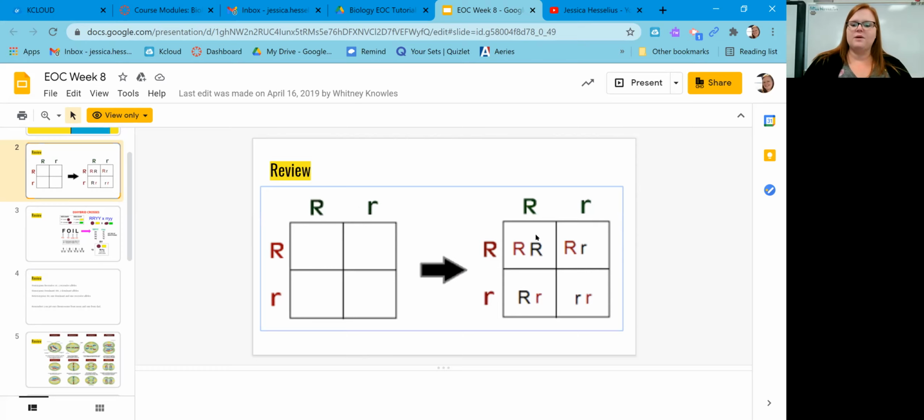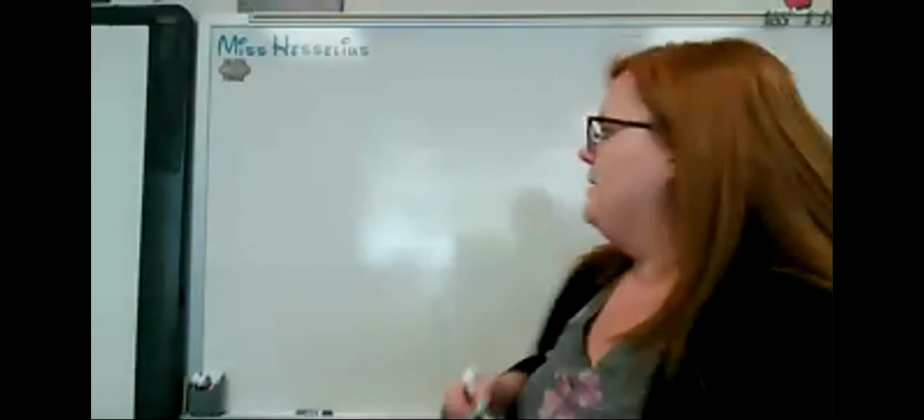When you fill in your Punnett square, you just cross what would go in that box. On the top, we have a big R. On the side, we have a big R. Over here, big R, little r. Over here, big R, little r. Little r, little r. I'm going to do this on the board. Okay.